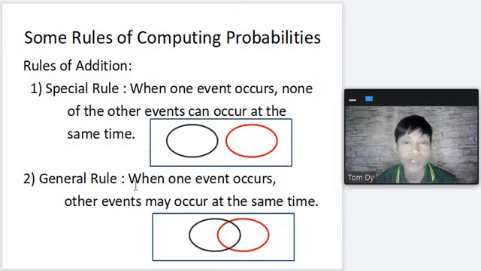And so we have here the general rule of addition. When one event occurs, other events may occur at the same time. So we have here this one event and then the other event. So we have here the common part. In set theory, we have this one as the intersection. Okay, intersection.